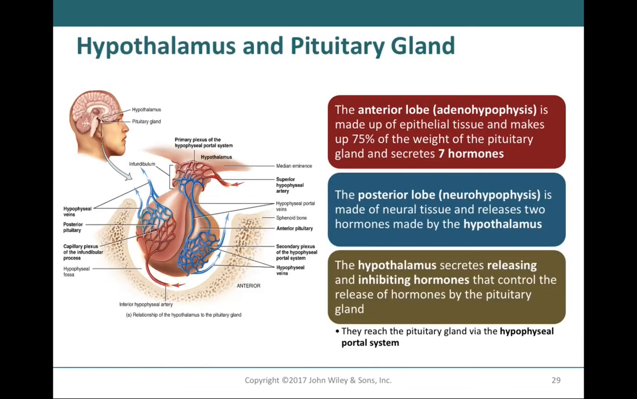So those are our 7 hypothalamic hormones. 5 of them are releasing, 2 of them are inhibiting. All of the hypothalamic inhibiting and releasing hormones affect certain groups of cells in the anterior pituitary.